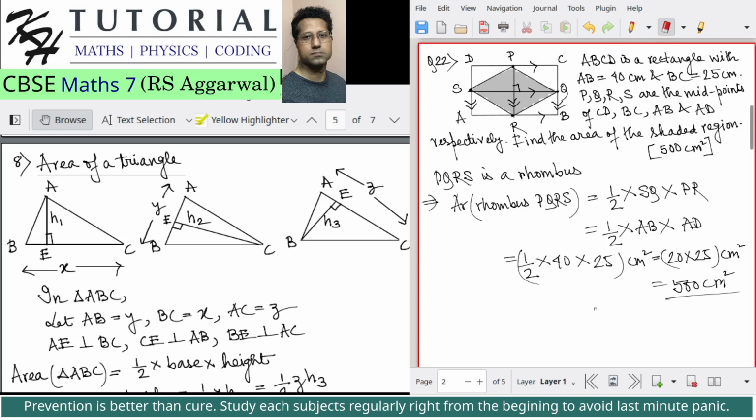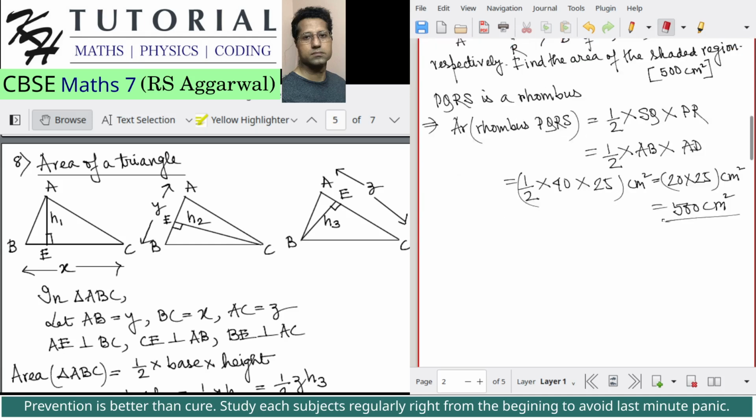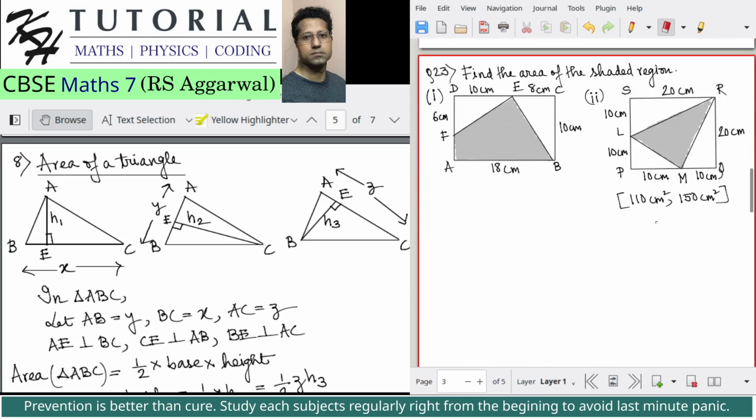Okay, let's see the next problem. Question number 23. There are two parts. Find the area of the shaded regions. In both the parts, as you can see, the entire figure is enclosed in a rectangle. In part 1, the dimensions of the enclosing rectangle, that is ABCD, are given: the length is 18 centimeter and the breadth is 6 centimeter. We have to find the shaded region.